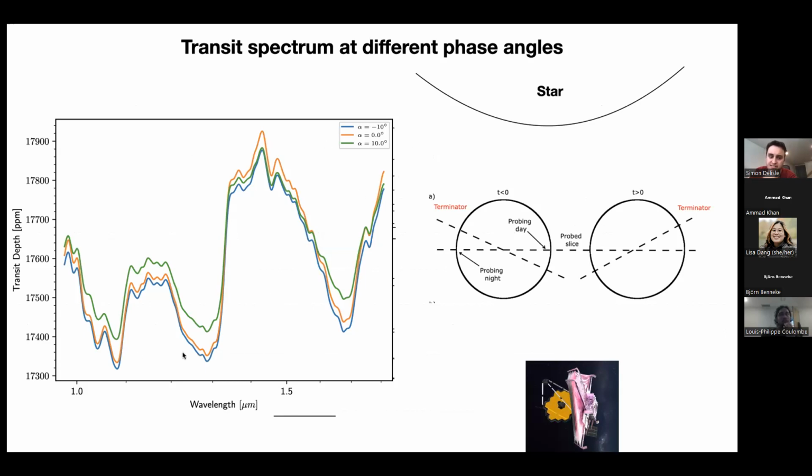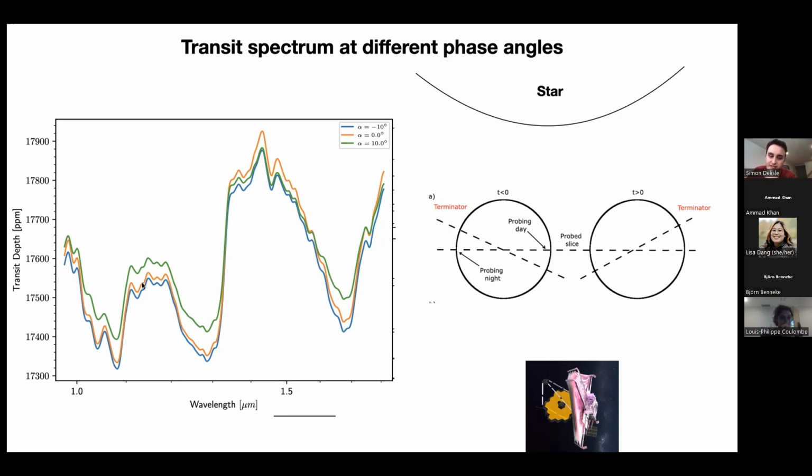So this is a transit spectrum from the GCM that we saw earlier, of WASP 121b. And I have it plotted for different phase angles, just to not have some confusion, this is not the same phase angle as before. The 0 degree here is just the mid transit point, and then the 10 degrees is 10 degrees after the mid transit point, and minus 10 degrees is 10 degrees before the mid transit point. And so we see some interesting effects.